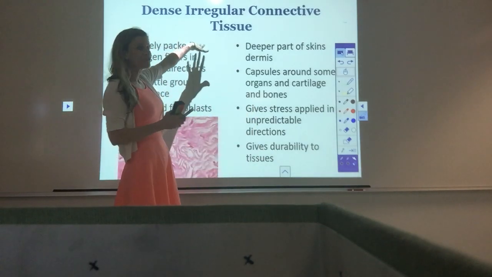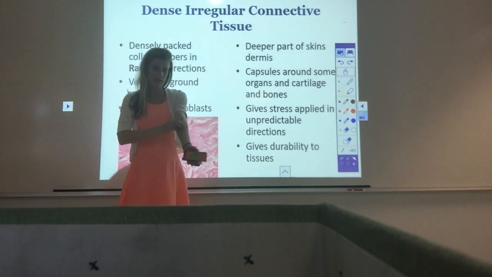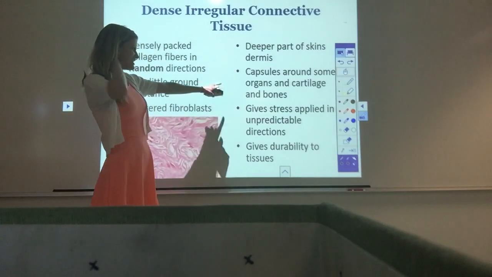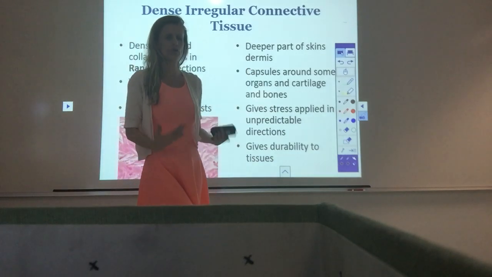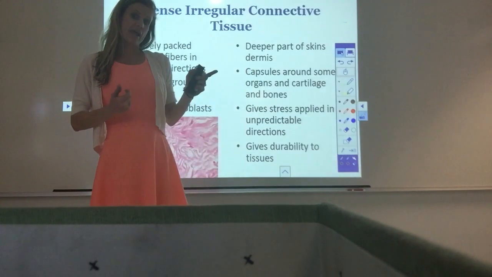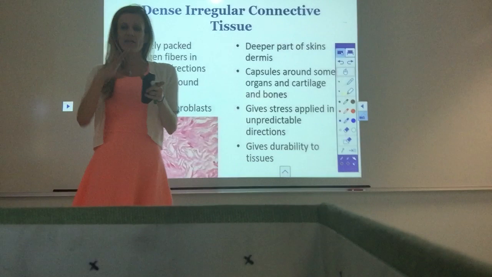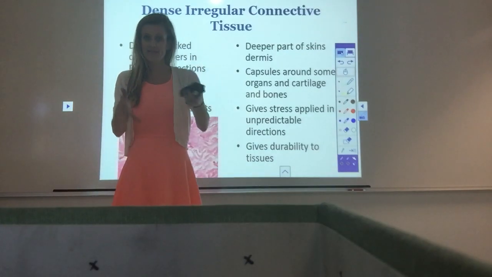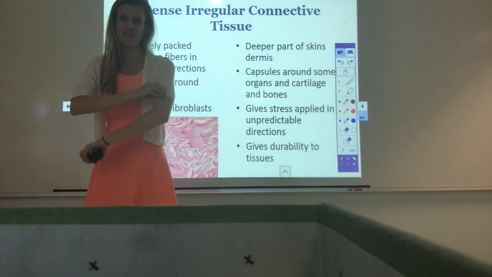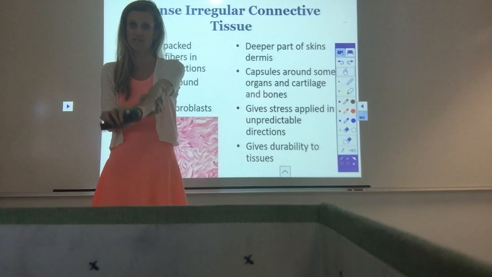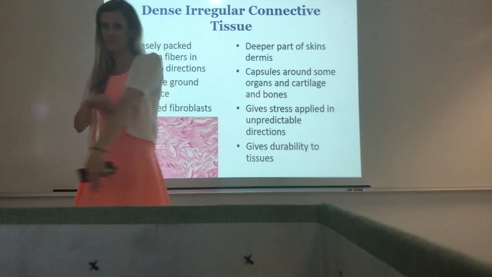So we find dense, irregular connective tissue in deeper parts of the skin, down in the dermis, underneath the epithelial tissue. And then we find it in capsules that surround some organs and surrounding our bones and stuff like that. This provides strength because it has such dense collagen fibers, but it provides strength from all different directions. In tendons, we know what way we're gonna pull on it, so the collagen all goes in that way. But your skin, right, you can yank and twist and pull in all different directions. So you need the collagen to be going every which way because you never know which direction you're gonna stress it from.